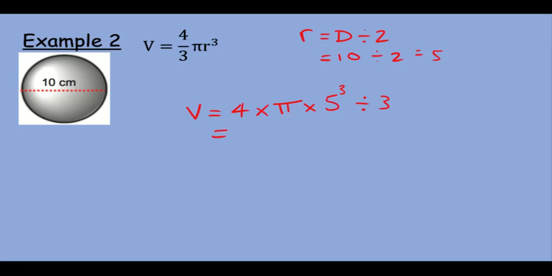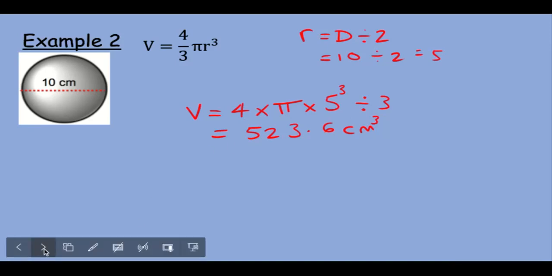So let's put this into our calculator now. So we've got 4 times pi times 5 cubed equals, divide by 3 equals. So to one decimal place I've got 523.6 centimeters cubed. Let's go to our next example now.